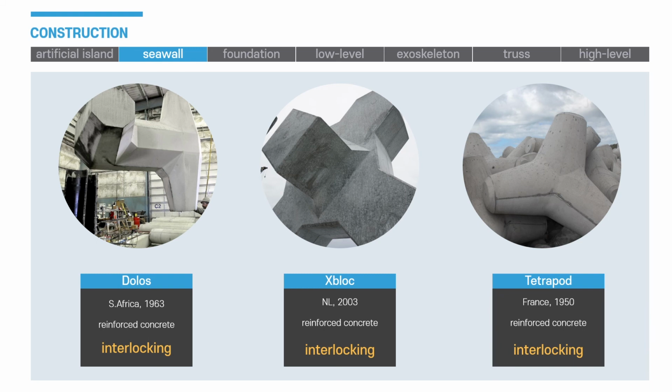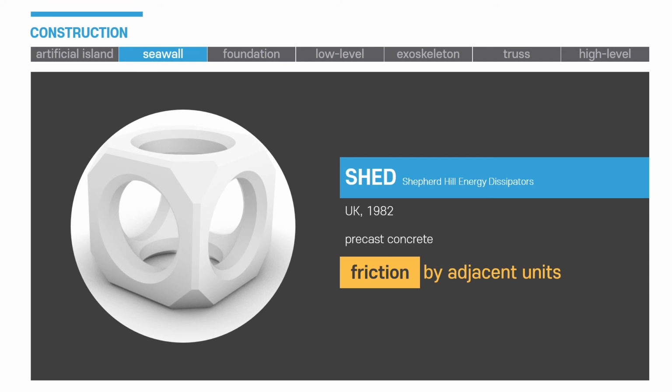Dolos, X-block, and tetrapod are typical types of these armor units. These types of units use interlocking method to install, which means the protruded sides interlock to one another. These models are placed randomly. However, Burj Al Arab didn't choose these typical units. They chose shed unit. The difference between the ones we've shown before and this shed unit is that this unit doesn't work by interlocking but by supporting adjacent units with friction.